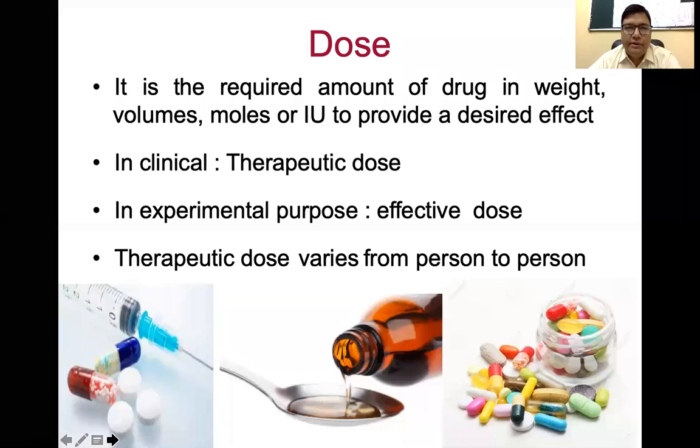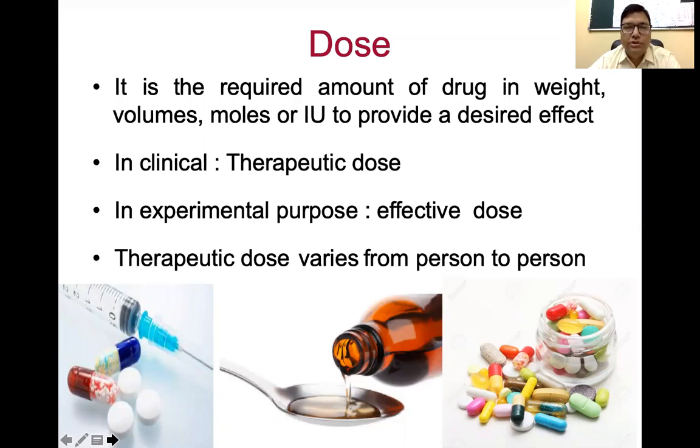So, what is a dose? Dose is the amount of the drug which is required, in weight, volume, moles or international units, to produce a desired effect. In clinical terms, it is the therapeutic dose which we use to produce the response. For experimental purposes, we use the term effective dose, which is required to produce the effect in the animals.